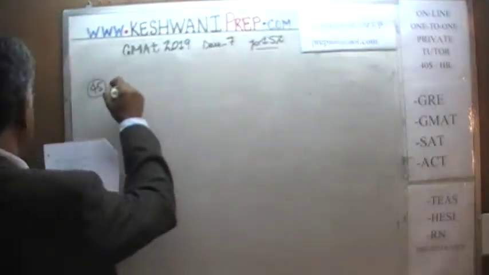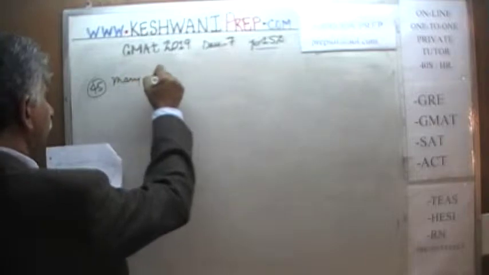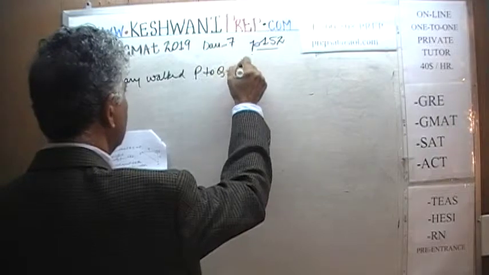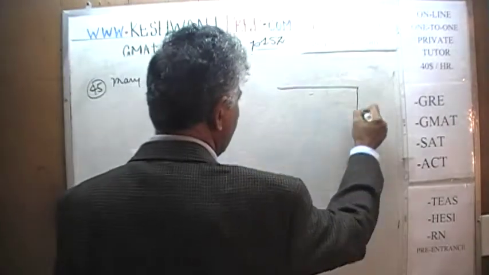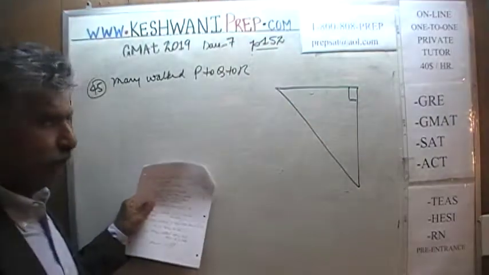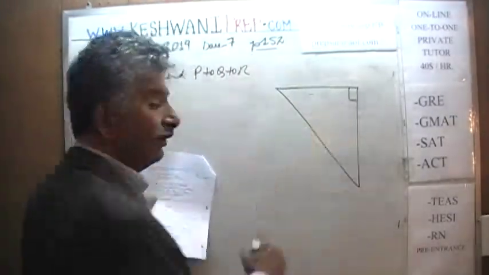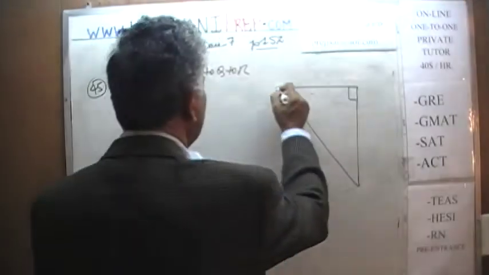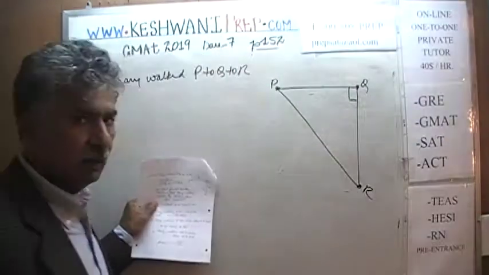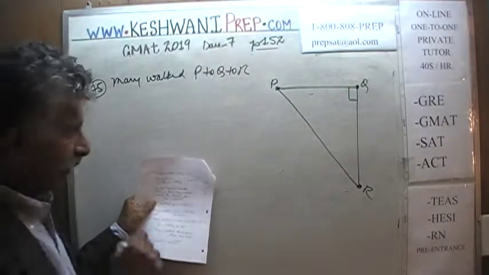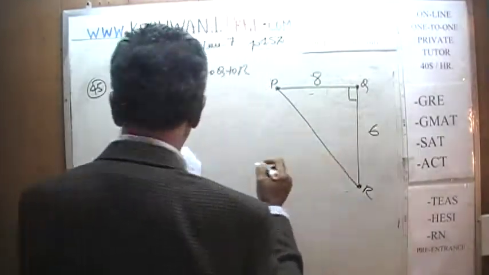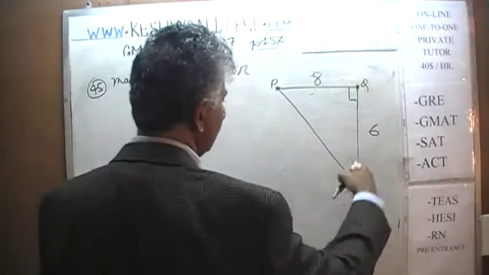In 45, we are told that Mary walked P to Q to R. Right here is a triangle. We are told that it's a right angle triangle, which is a very important bit of information, because without that, we cannot solve this problem. We also are told that P to Q is 8 miles and Q to R is 6 miles. So she walked from P to Q to R.